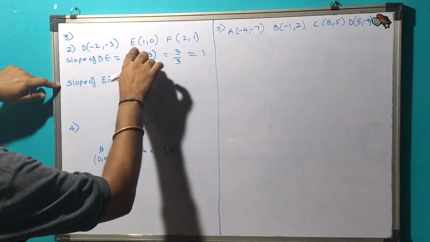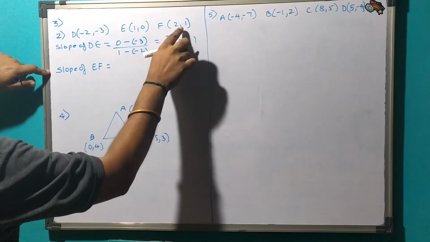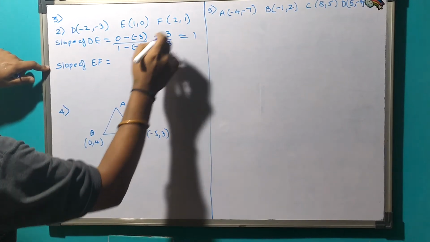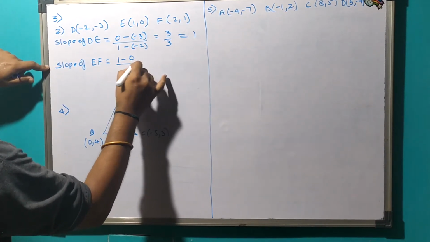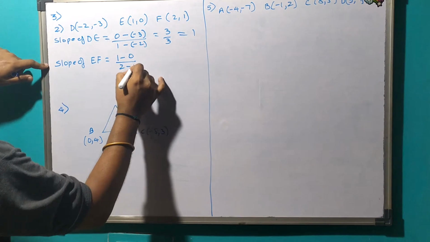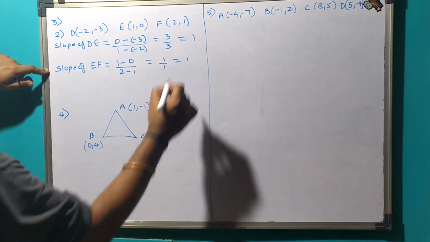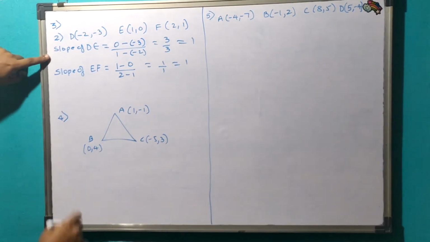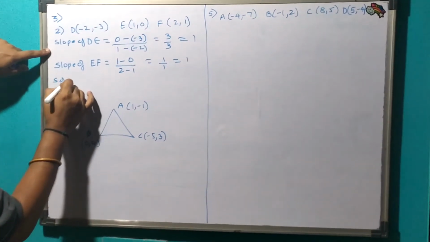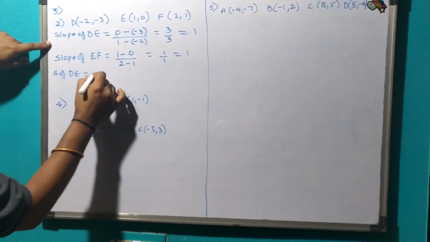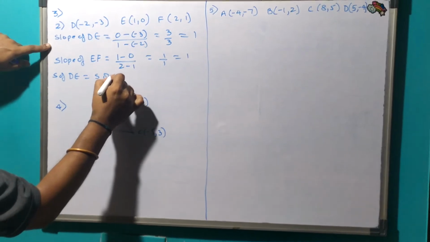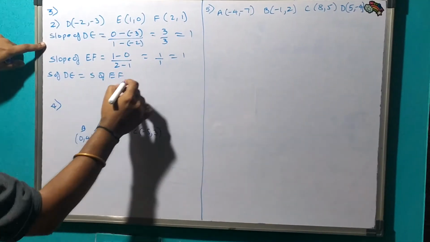Similarly, slope of EF. EF means F minus E. That is Y2 minus Y1, 1 minus 0 upon 2 minus 1. That is 1 upon 1. Slope is 1. Slope of DE is equal to slope of EF.